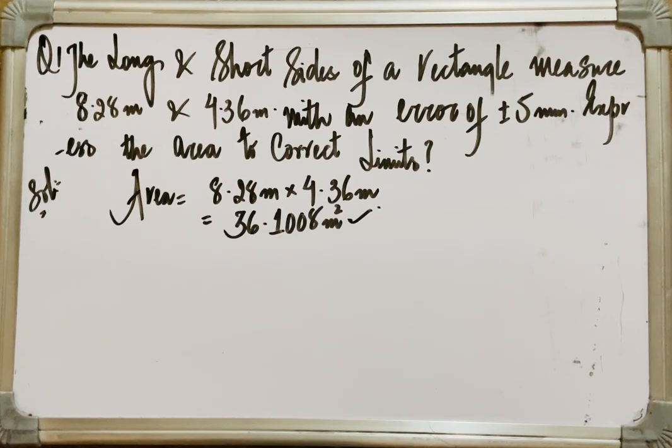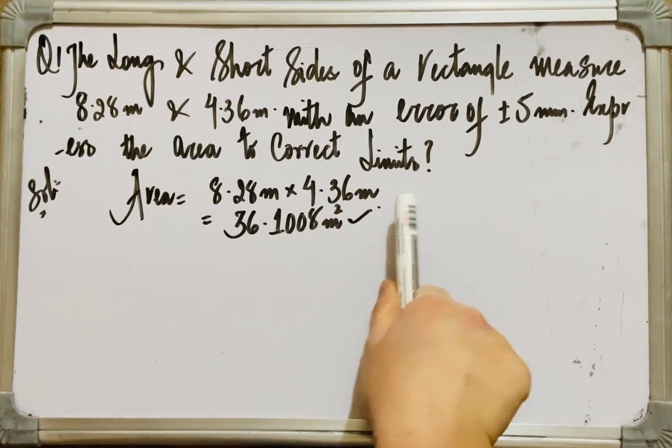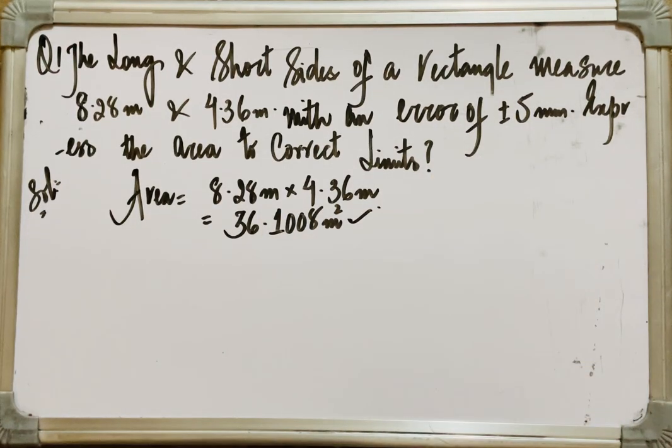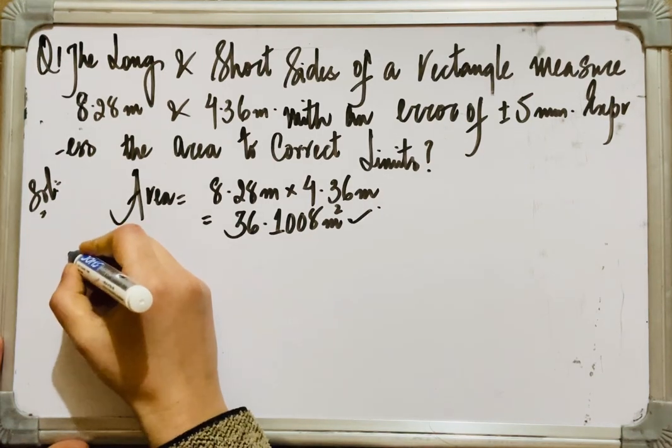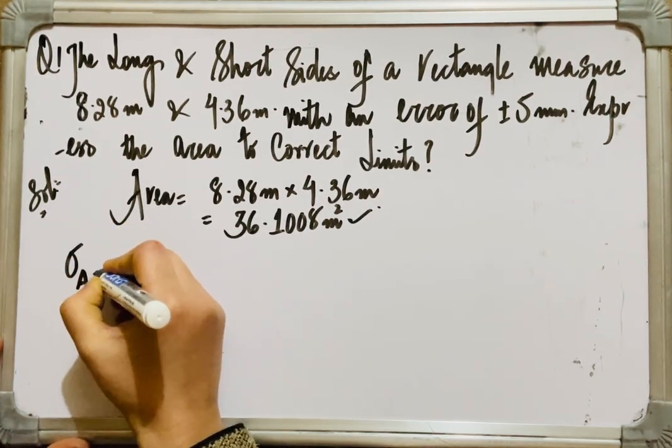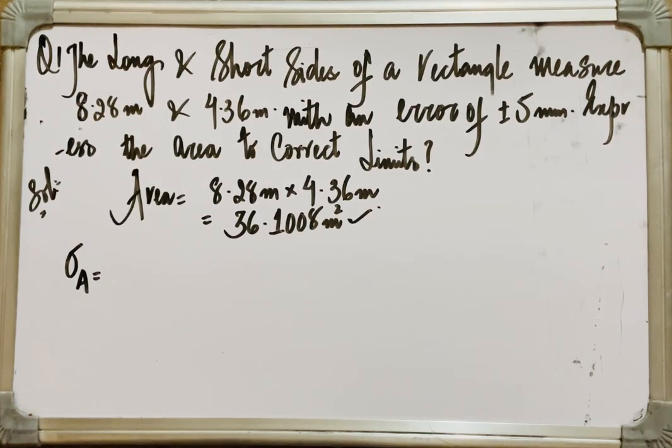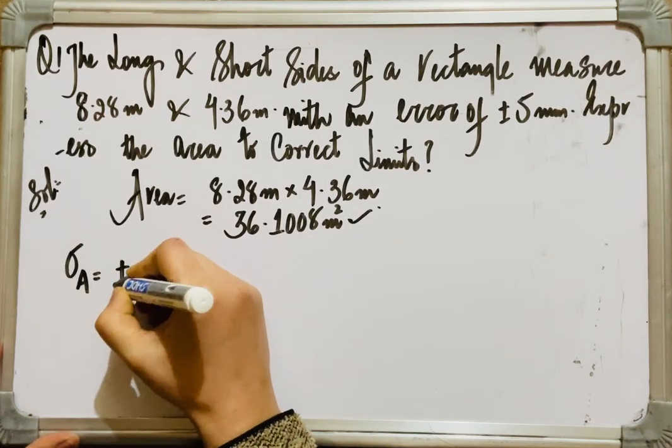So we have expressed the area. It is 36.1008 meters square. But we have to express the area to correct limits. That is, we have to take this into consideration: each side has an error of plus minus 5 mm. So we have to calculate the combined effect of this error in the individual measurements. As per the general expression, area is the product of the longer side multiplied by the shorter side, so the standard error in area is given by the general expression in case of product of quantities.